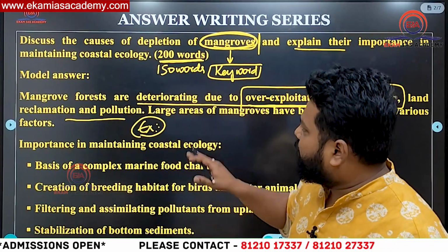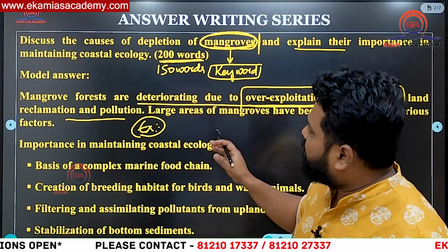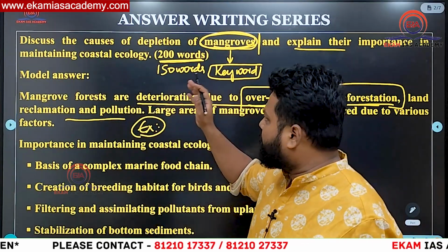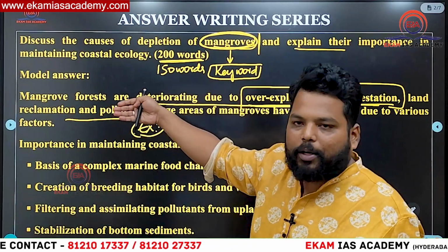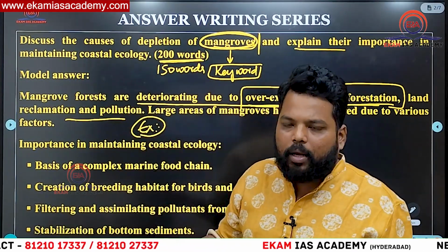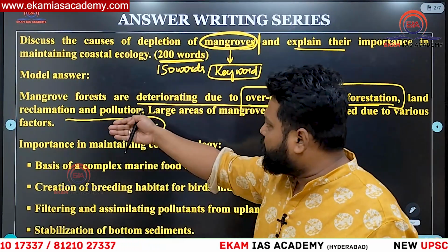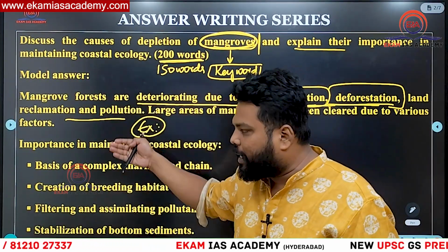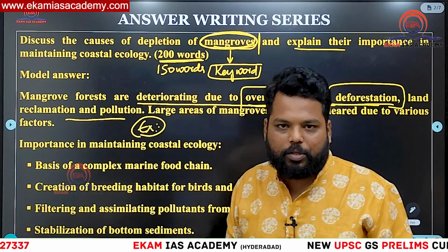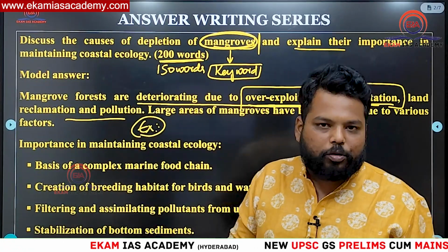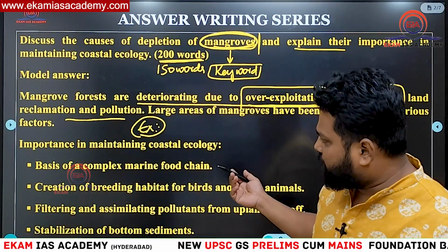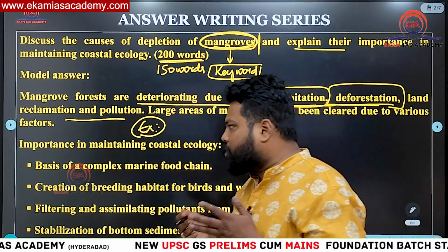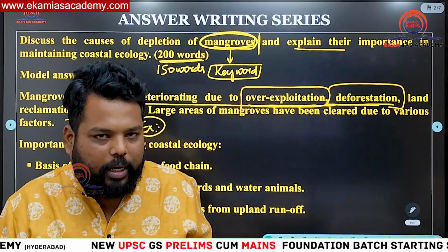So post that, once you write this particular introduction and the causes of depletion, there is no necessity that you have to maintain a paragraph format. You can just directly write the causes of depletion of mangroves, and you can write point-wise. So you can choose accordingly which suits the question and which suits the type of writing which you have. Next, if you could see what is the importance of these mangroves in maintaining coastal ecology.